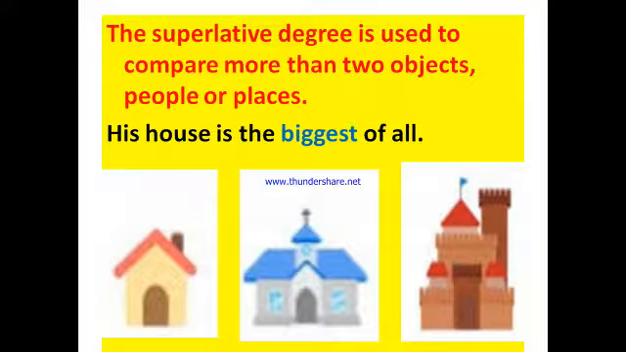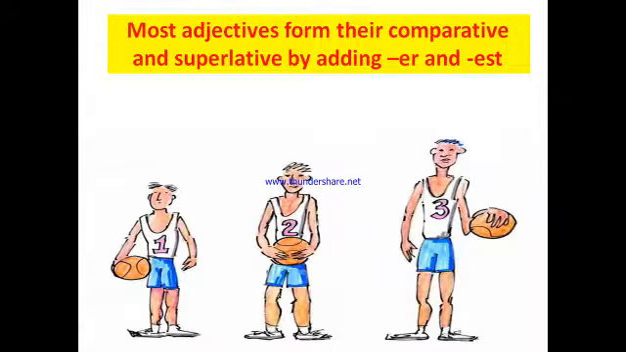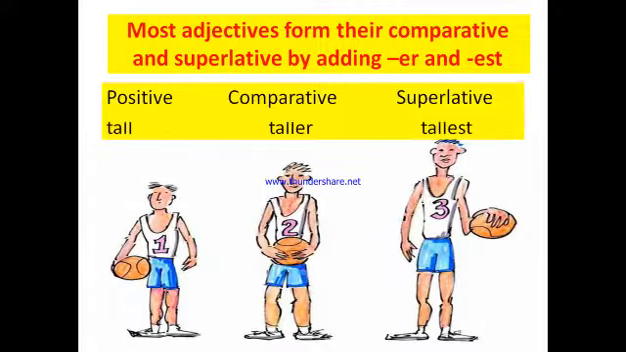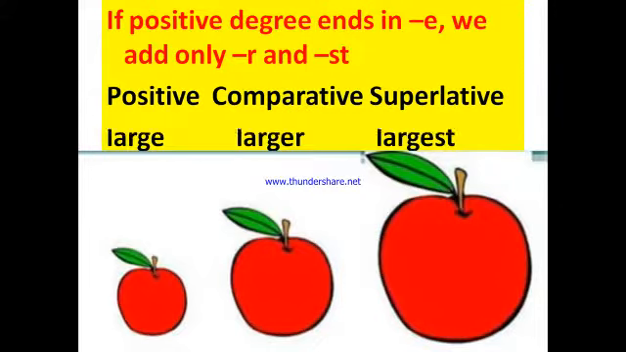In order to change an adjective from positive degree to comparative and superlative degrees, we need to remember some rules. Most adjectives form their comparative and superlative by adding er and est. For example, tall, taller, tallest. If positive degree ends in e, we add only r and st. For example, large, larger, largest.